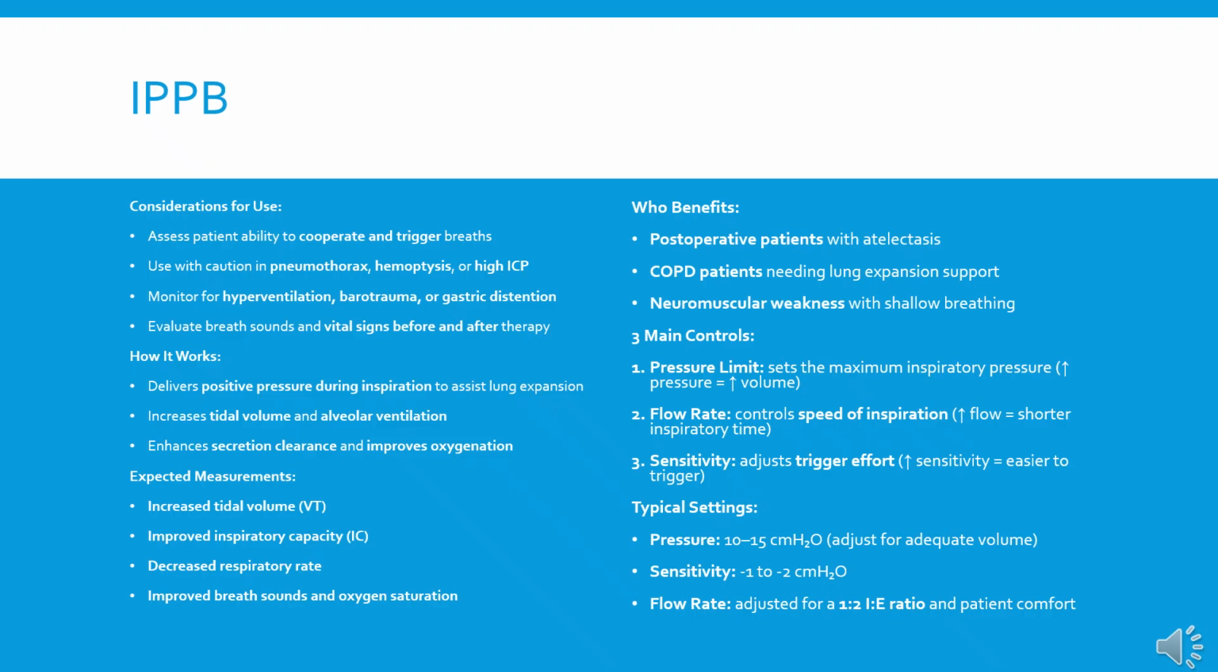The three main controls: pressure limit sets the maximum inspiratory pressure, flow rate controls speed of inspiration, and sensitivity adjusts trigger effort. Typical settings: pressure 10 to 15, sensitivity 1 to 2, and flow rate is adjusted for a 1 to 2 inspiratory to expiratory ratio and patient comfort.